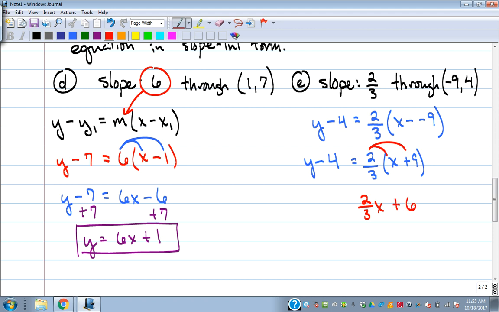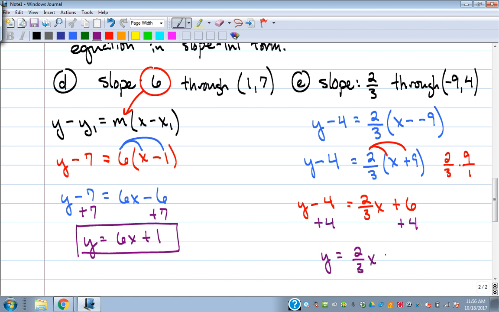6. Works out nice on this one, because it's 2/3 times 9 over 1, and that's 18 over 3. 18 over 3 is 6. It reduces nicely. Always make sure you reduce any fractions, especially on that step right there is where it's going to happen. Okay, and then we got y minus 4. What's the last step? Add 4 to the 6 over here.